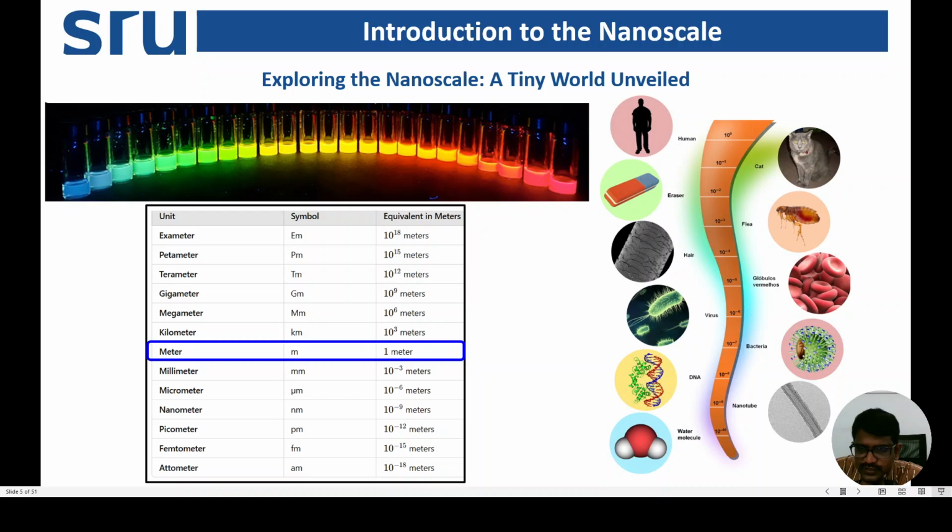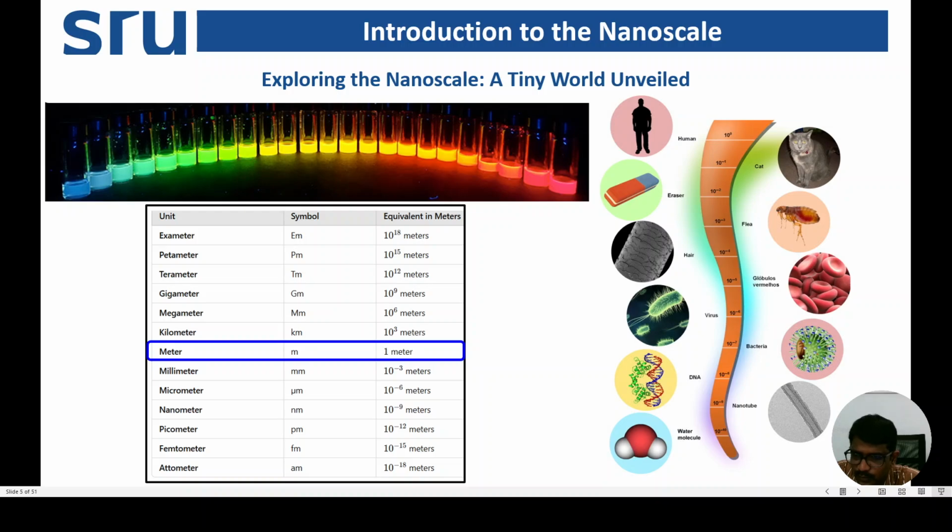Here on this side, you can see the sizes of different objects. You can see the human size, which is in the order of 10 power 0. These are all macro objects. If you go down, there is an eraser and a hair, blood cells, virus, bacteria, DNA, and this is some nanomaterial morphology and water molecules.